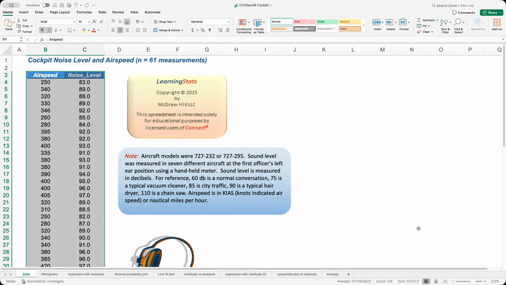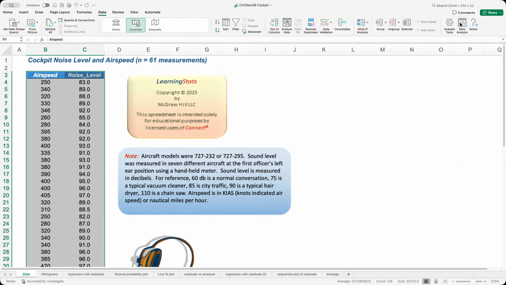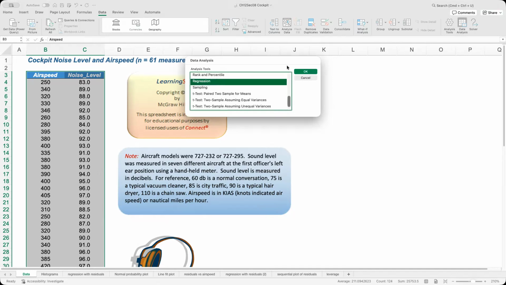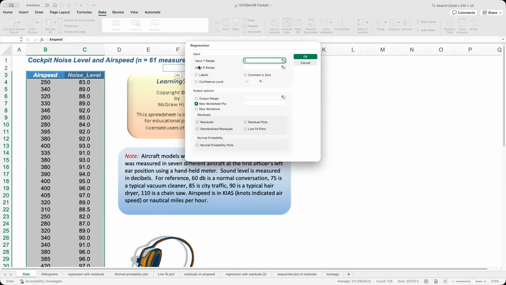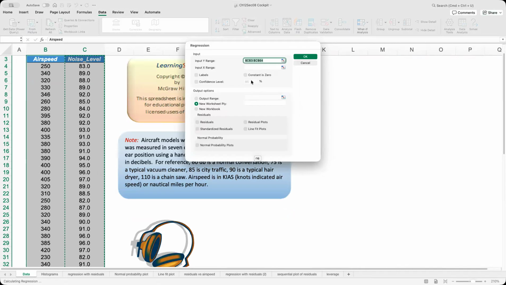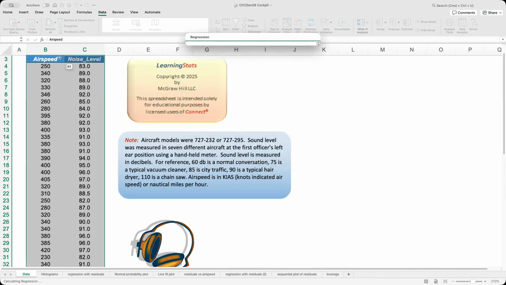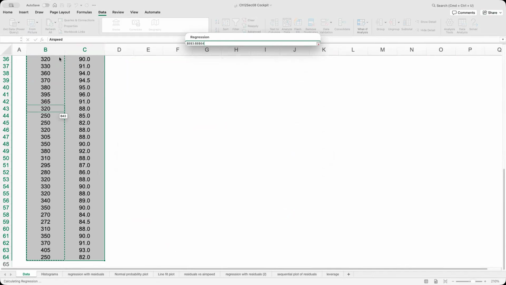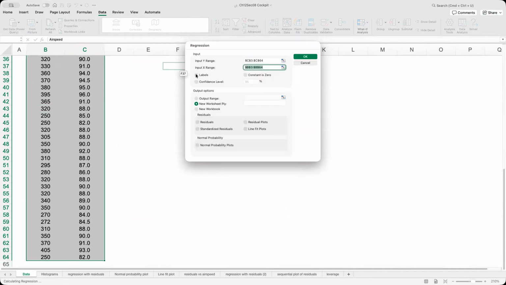So let's take a look at this plot and the ordinary least squares regression we get from here. So I'm going to do the same data analysis we've been doing this whole time. Regression, input Y range. There are the Y's. Oops, I got to finish with the X's. Here are the X's. Yes, I checked the labels. I want everything in a new workbook.